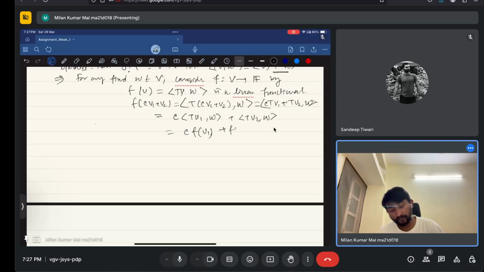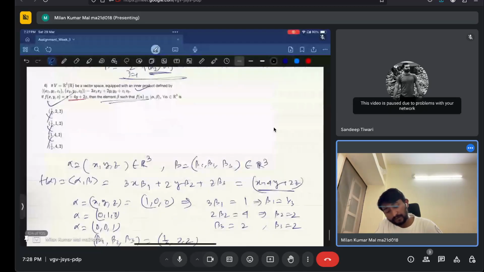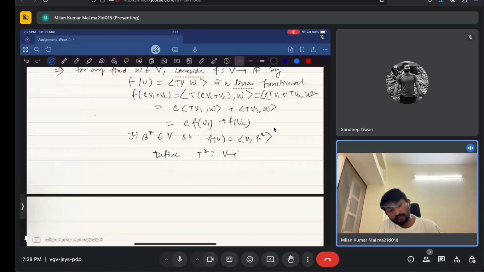So f is a linear functional, but our theorem says that for every linear functional there exists a unique vector beta for which it is an inner product, right? Therefore there exists a unique vector beta star belonging to the vector space V such that f of V equals the inner product of V with beta star, and define an operator T star from V to V by T star of beta equals beta star. Then you can check this is a linear operator.